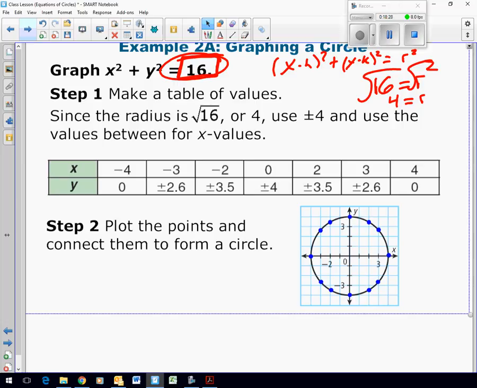If I go to -3, I can go plus 2.6. I can go minus 2.6. At 0, I can go plus 4 or minus 4. Right? That's just how you graph the circle. Okay? Alright.